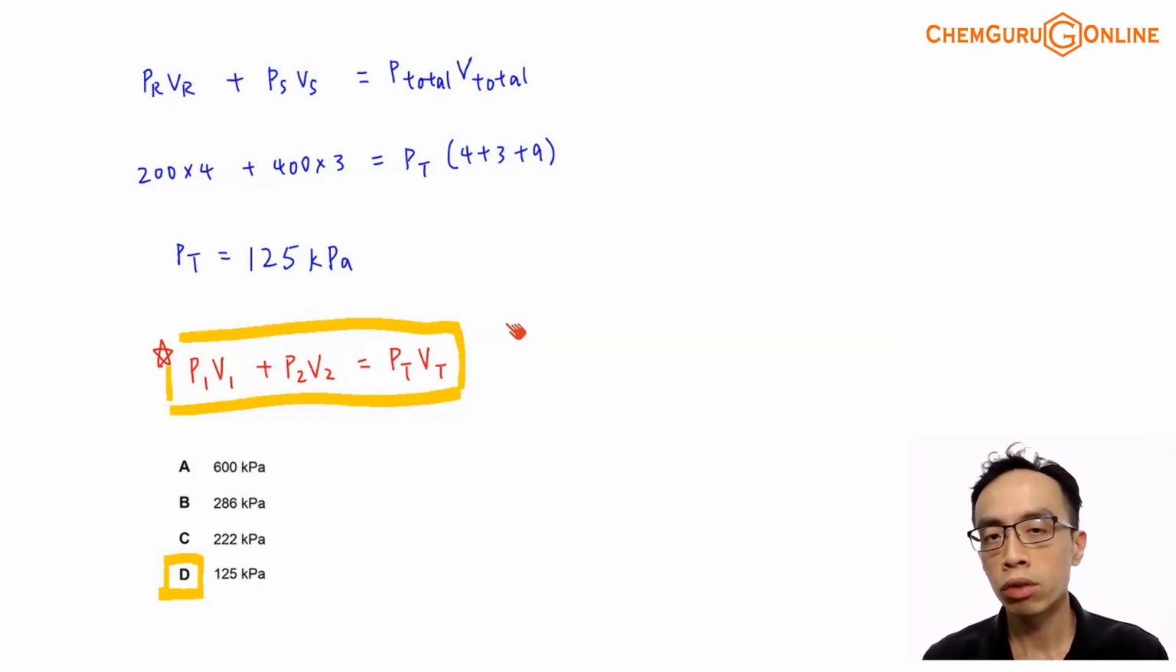Alright, so that was the discussion involving this question, learning how to find the total pressure when we are mixing two gases.